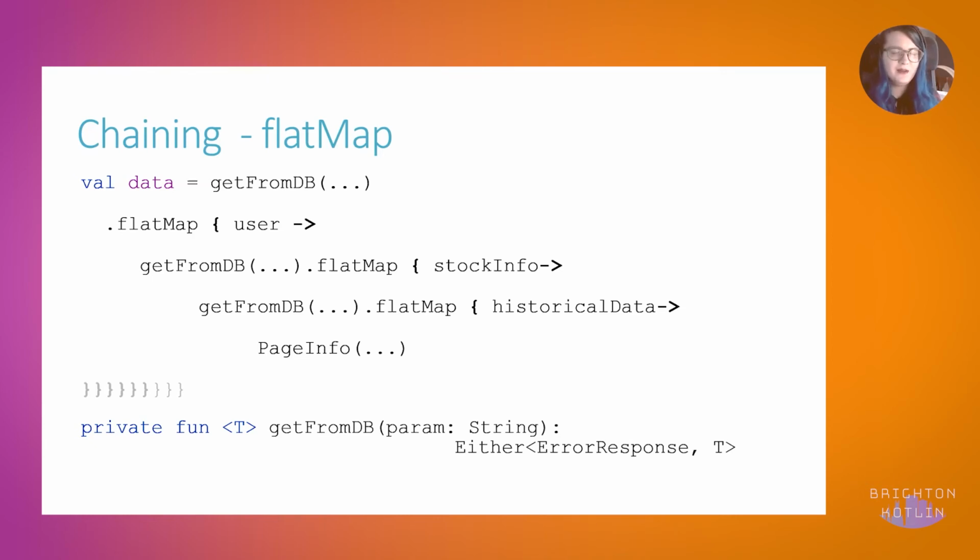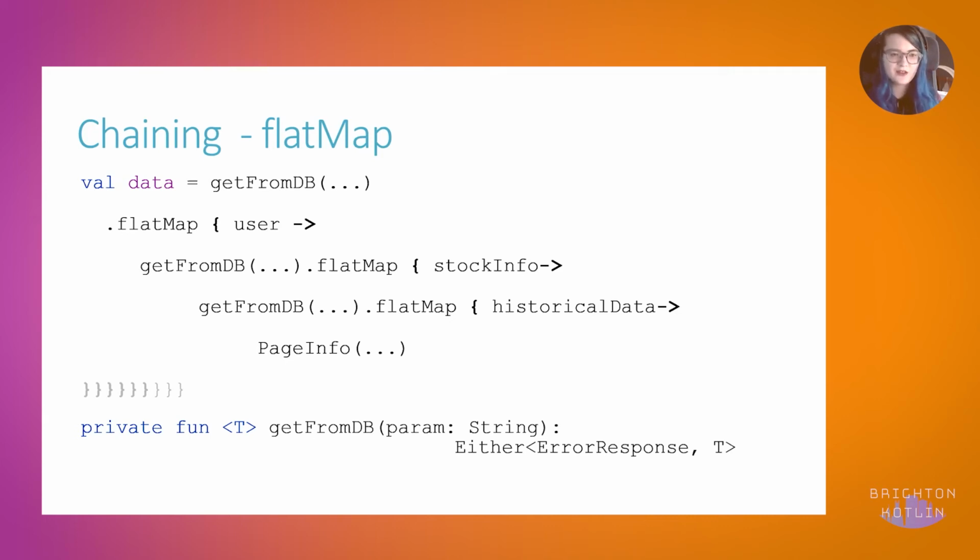For example, imagine we are building a web page with some information about stocks. Let's take a user, the stock info, and historical data using the function getFromDB, which returns Either of some kind of error response and T. And we can chain it as follows. One can say, well, this doesn't really look so great because when we are doing flatMap and flatMap, we are getting more and more nested structures, and it's hard to read.